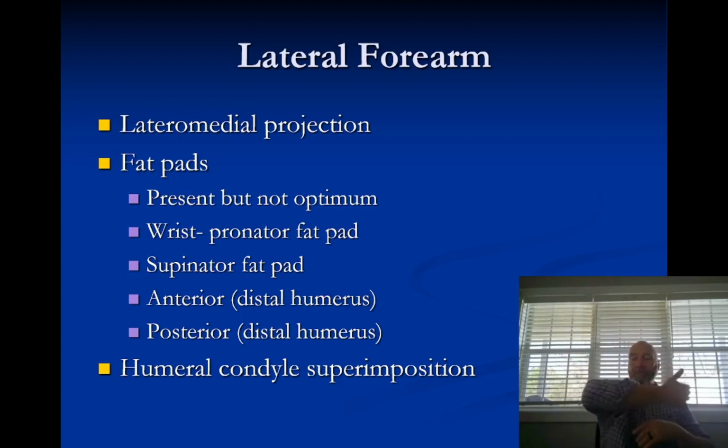What I mean by that is we've got this thing here. So with the divergent central ray, it's pointing back that way, right? So what that's going to do is take the humeral condyle, all right? So this is your humerus. So the humeral condyle, this is the posterior portion of the humerus, anterior portion of the humerus.